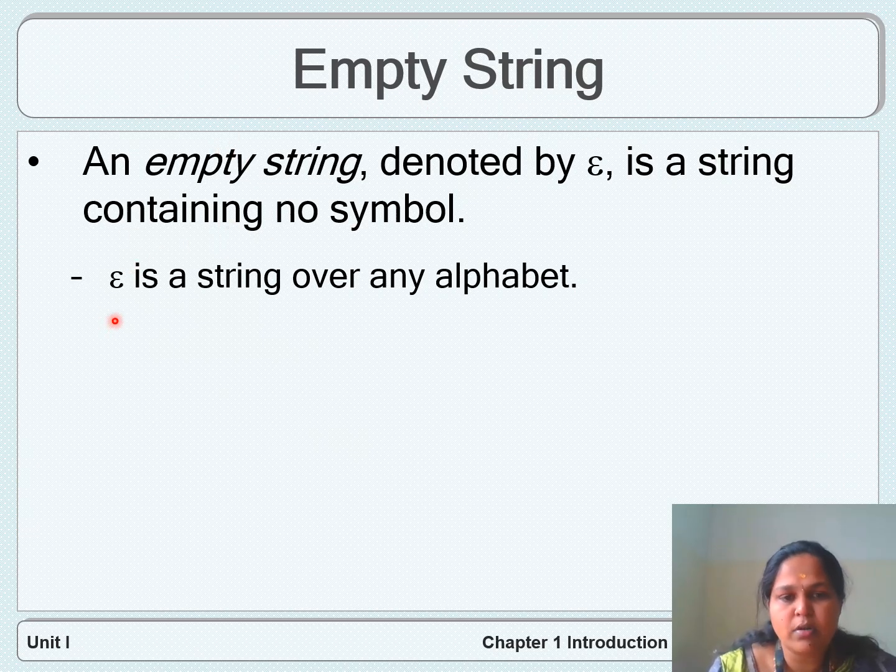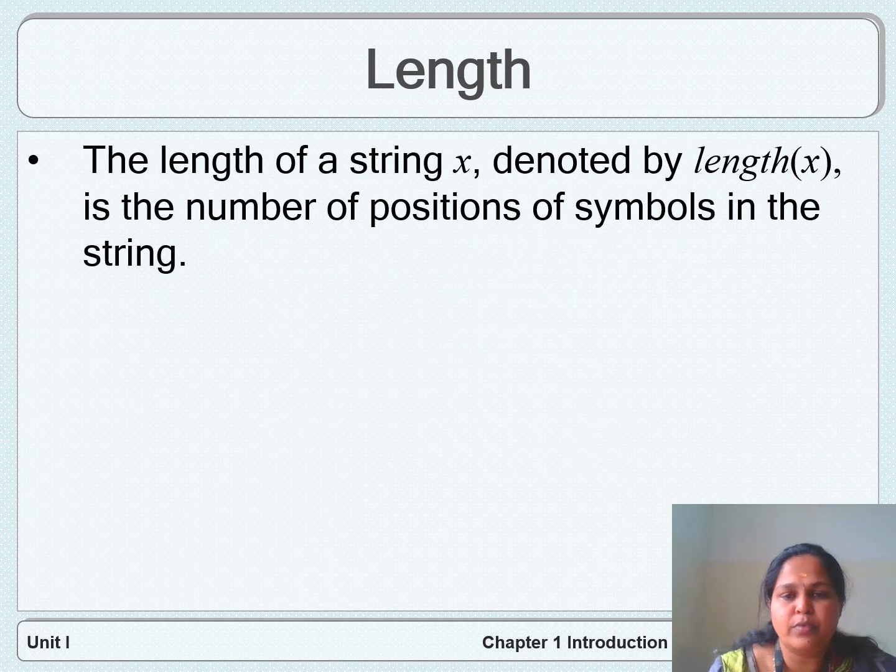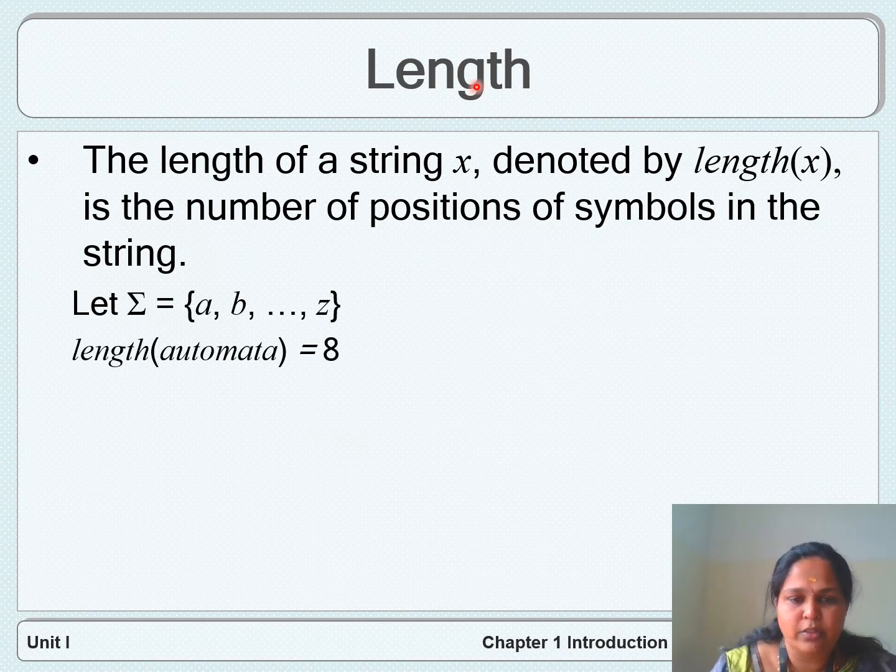So epsilon is a string over any alphabet, which means that there is no input that is going to follow, from one input to another input, or one state to another state. Next, length. The length of the string x is denoted by length of x, which is the number of positions of symbols in the string. Number of positions of symbols in the string is called the length.